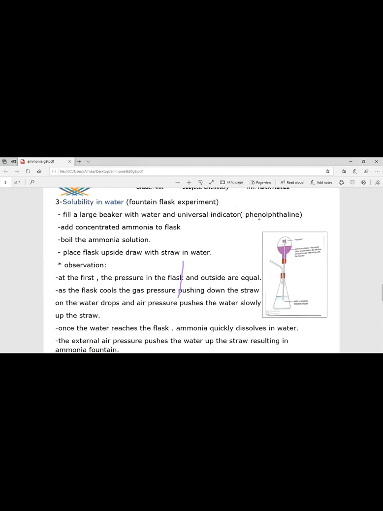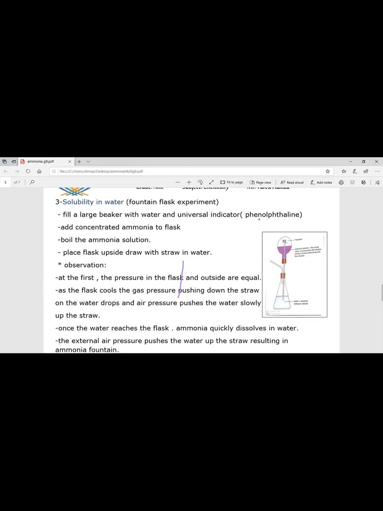Now, listen to me carefully. In this beaker, put some water and the universal indicator. Add concentrated ammonia to the flask. Before putting this flask in this position, boil the concentrated ammonia. Place the flask upside down with the straw in the water. Put this straw in the water. Observation at first: what happened?